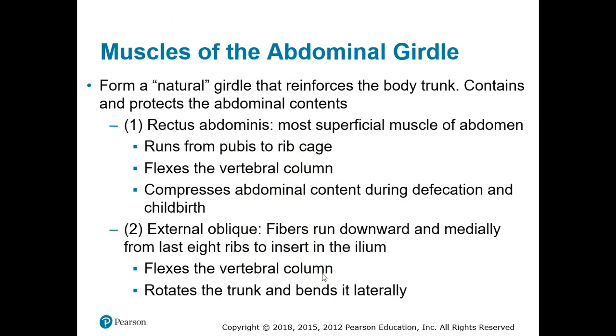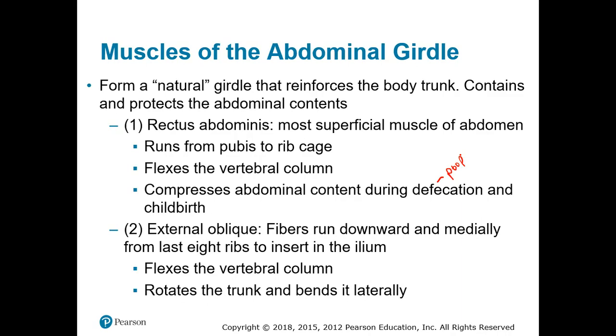So for your rectus abdominis, this is actually your most powerful muscle of your abdomen. It runs all the way from your pubis to your rib cage, and it helps flex the vertebral column. In other words, if you were to bend over, it helps stabilize that. It also helps compress any abdominal contents during defecation. And you guys probably, hopefully know what this is, but if not, defecation is when you guys poop. It also helps compress your stomach or your abdominal cavity whenever you are trying to push during childbirth.